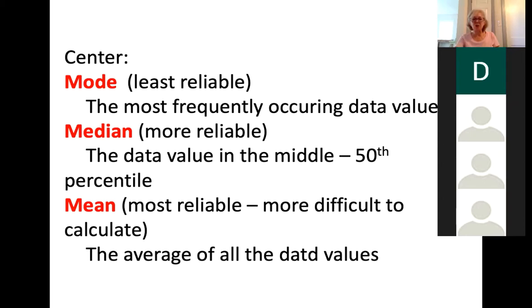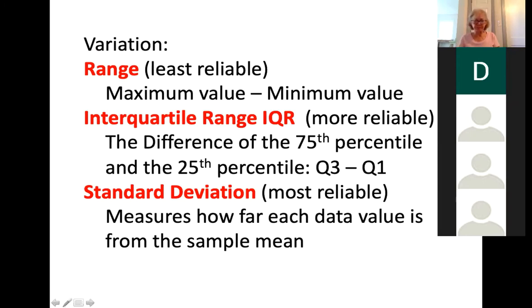That's not the only thing that's important, though. We want to know, is the data very spread out, or is it pretty tightly clustered around the center? The range helps us to do that. It's the difference between the maximum and the minimum. Very unreliable. Maybe in this class, somebody got a 42, but the next class, maybe the smallest was only 52. It varies a lot.